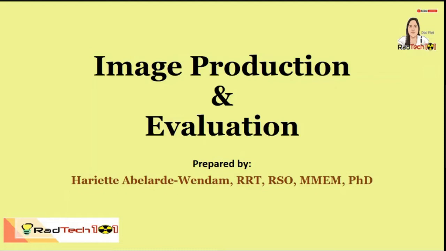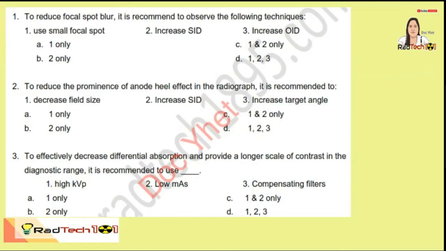Okay, so guys, let us start. So the first question is, to reduce focal spot blur, it is recommended to observe the following techniques. So first, use a small focal spot. Yes, di ba? Mas maganda yung resolution ng ating radiographic image kapag gumamit tayo ng maliit na focal spot. So lahat ng may one, tama. So this is eliminated. Okay?